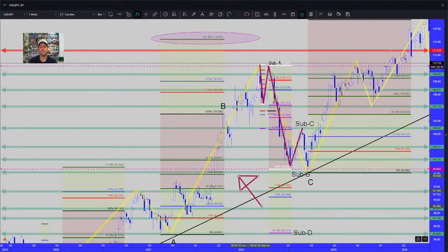The market retraced to the 50% and still went up.